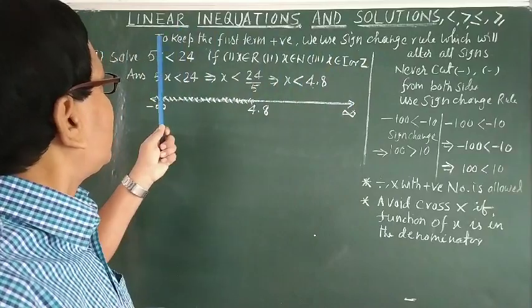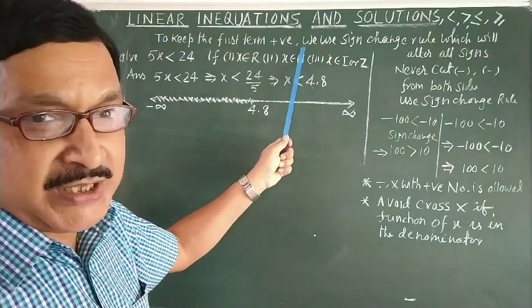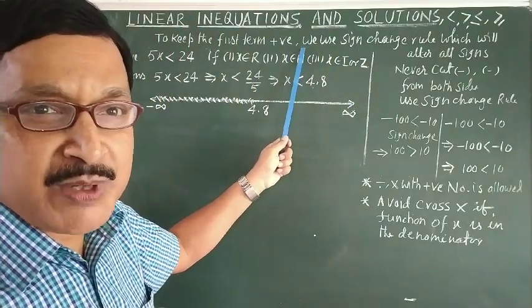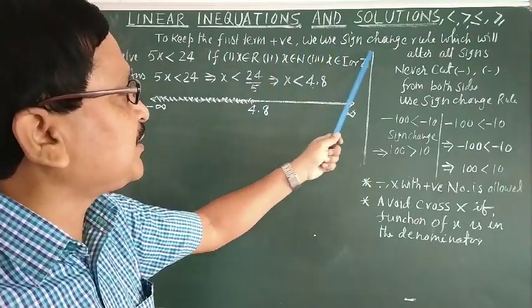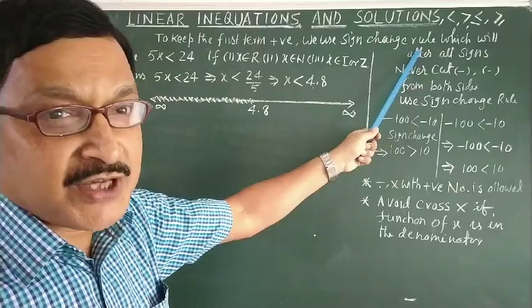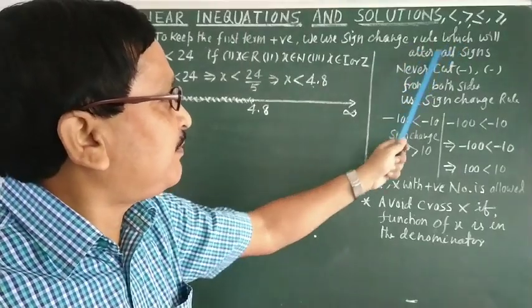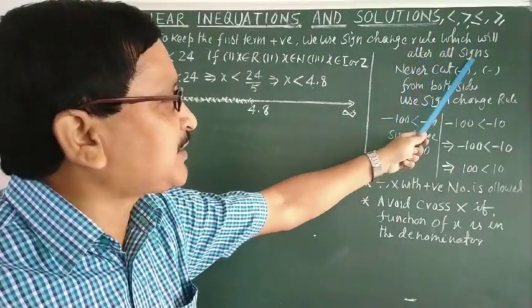Now the first rule: to keep the first term positive, this rule is strictly to be followed. To keep the first term positive, we use the sign change rule. What is the sign change rule? It will alter all the signs.